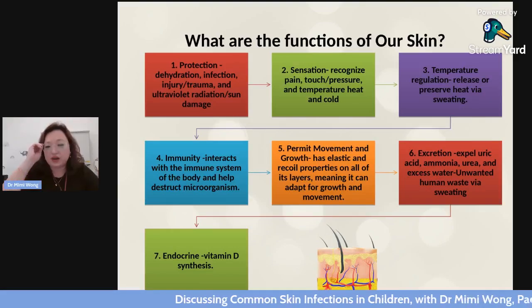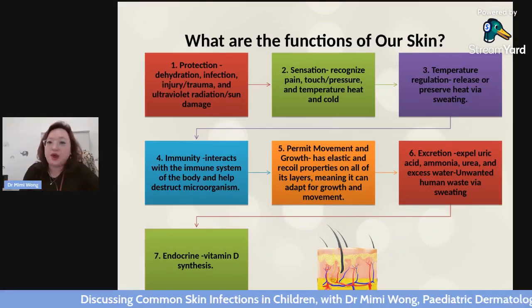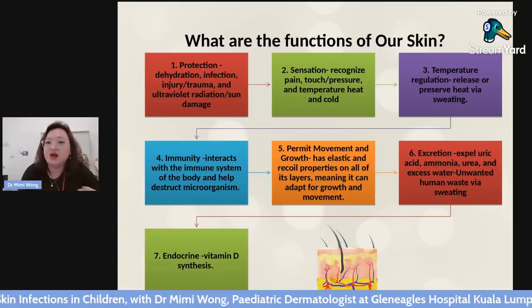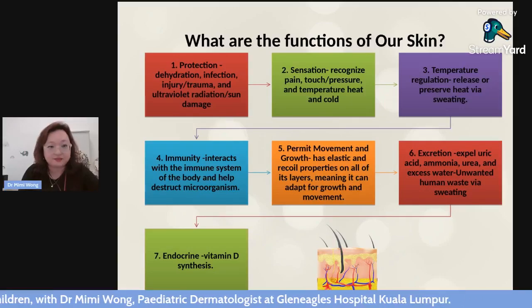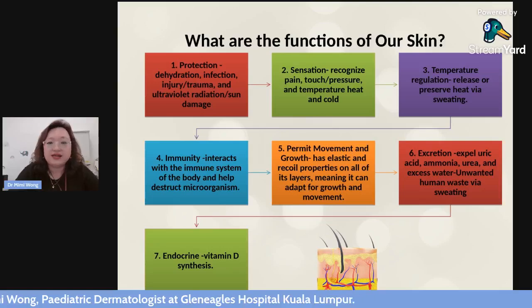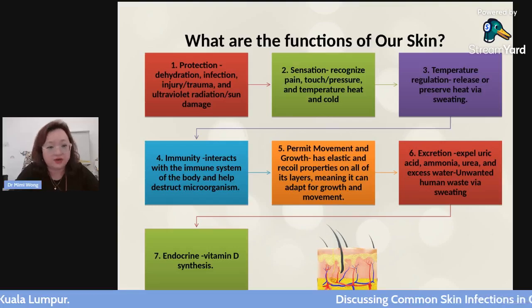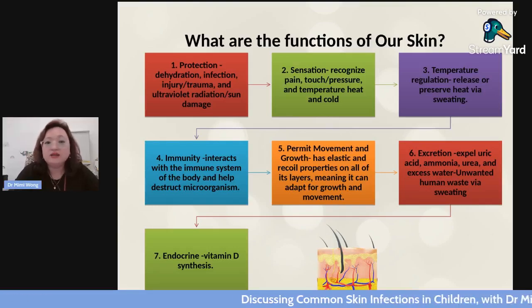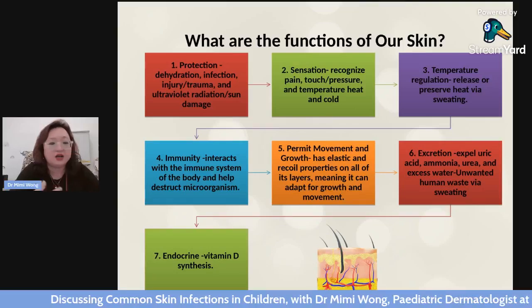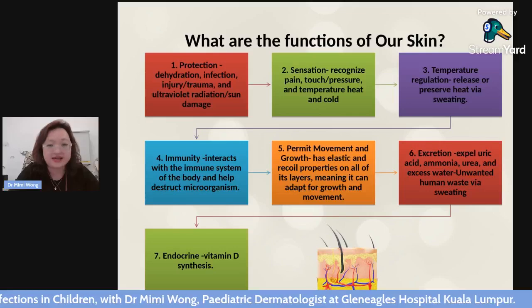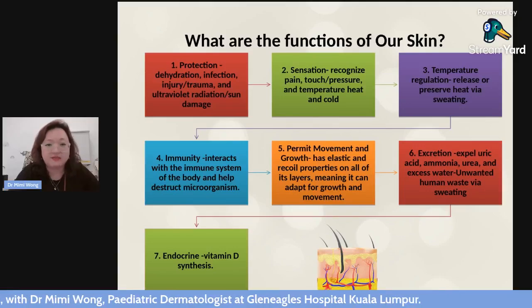Number 3, a very important function of our skin is to regulate our body temperature. This can be done by releasing and preserving heat via the sweating mechanism. Another very important thing is that our skin is the first line of defense, or first line of immunity, for our body. Not only that, it also interacts with the immune system of the body to help disrupt whatever microbes or germs want to invade our body, right? So this is an amazing defense mechanism in our skin.